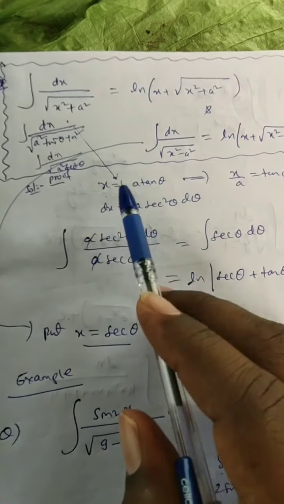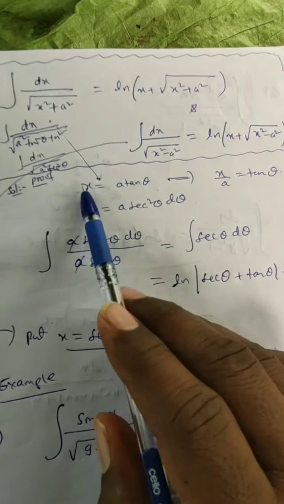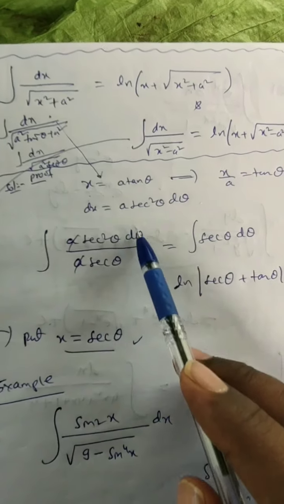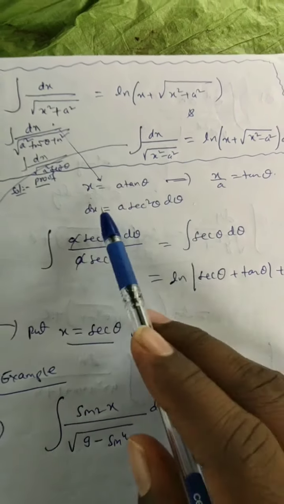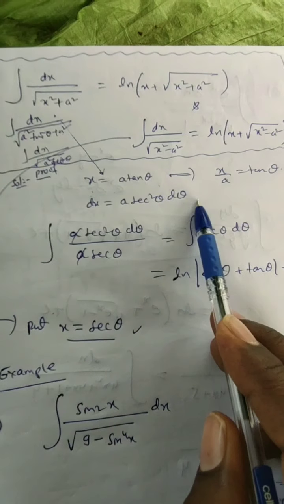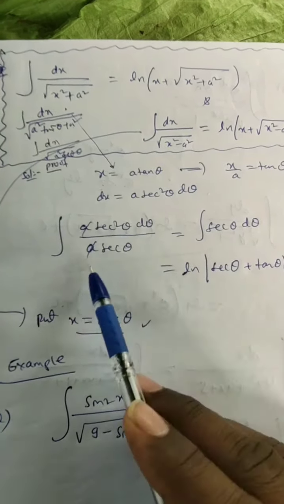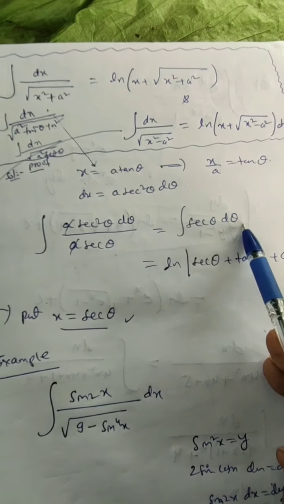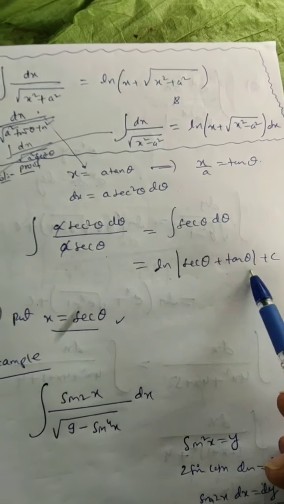Now the numerator part: if x is equal to a tan theta, then the differential dx is a times the differentiation of tan theta, which is sec square theta d theta. So dx changes to a sec square theta d theta. This entire question changes to the integration of a sec square theta d theta upon a sec theta. The a cancels, one sec cancels, and we get the integration of sec theta d theta. What is the integration of sec theta? That is ln mod sec theta plus tan theta plus c.